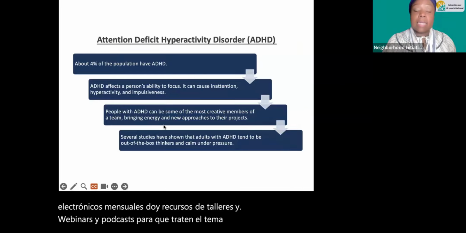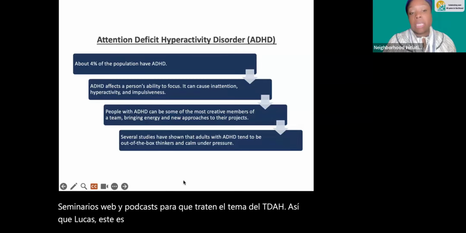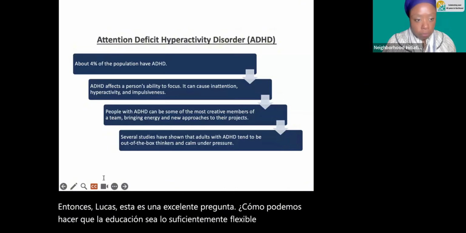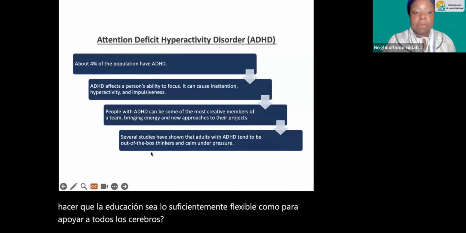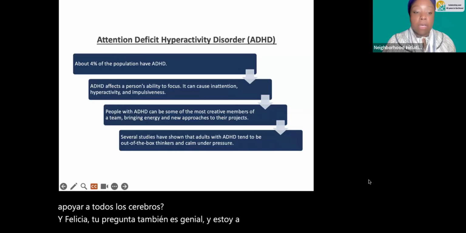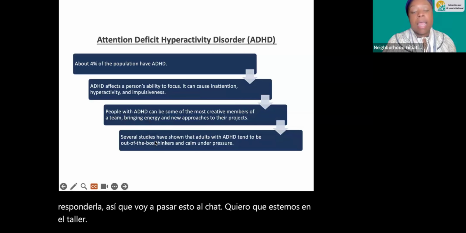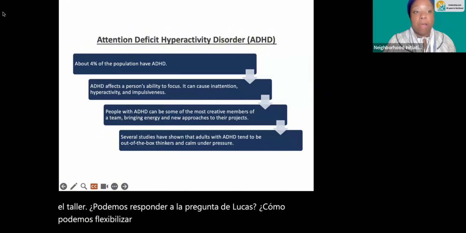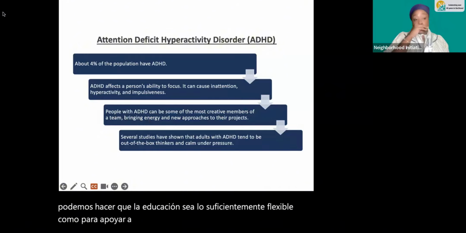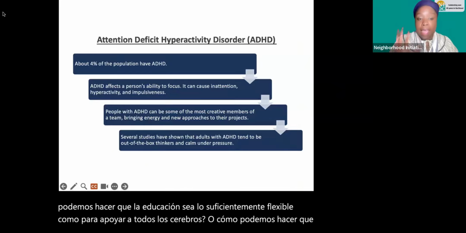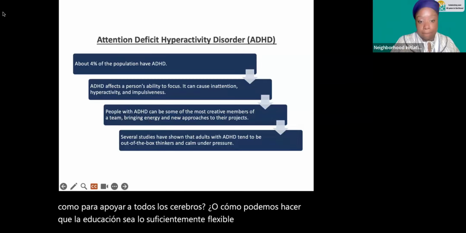So Lucas, this is an excellent question. How can we make education flexible enough to support every brain? And Felicia, your question is great too, and I'm about to answer it. So I'm going to turn this over to the chat. I want those of us on the workshop to answer Lucas's question: how can we make education flexible enough to support every brain, or every way of thinking?